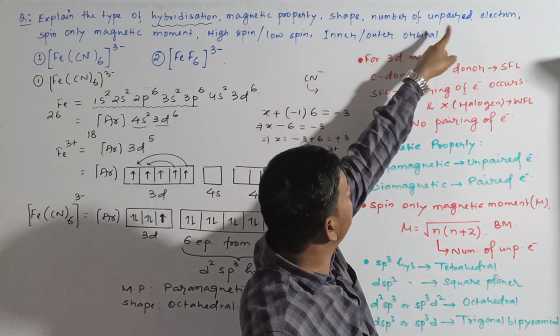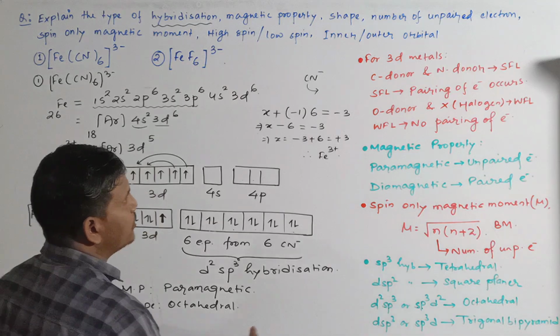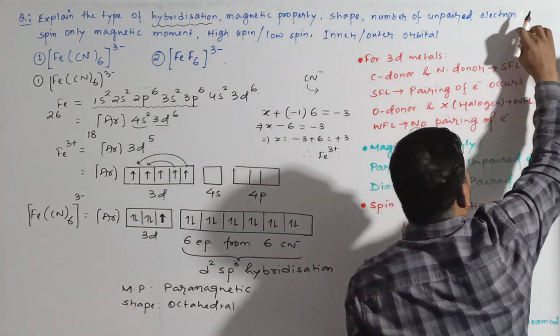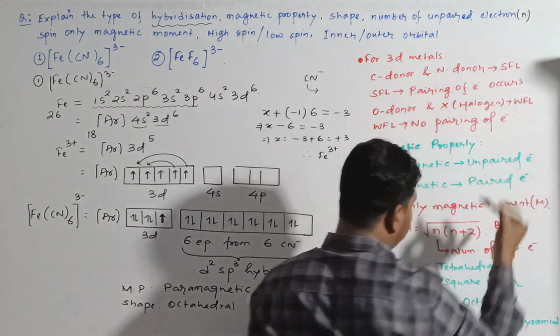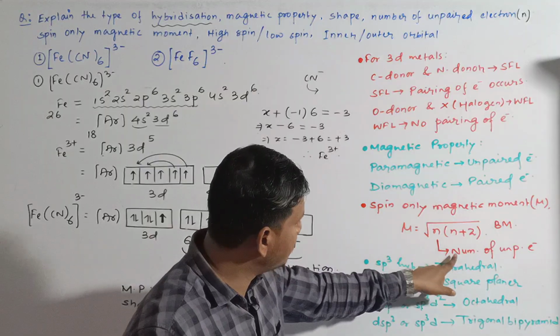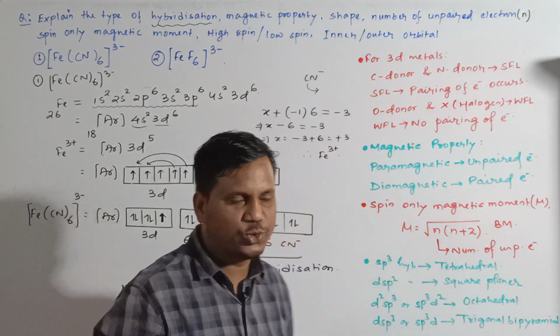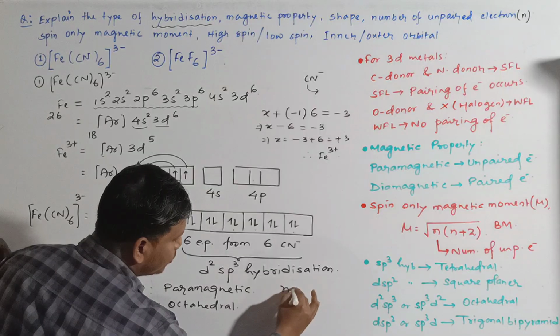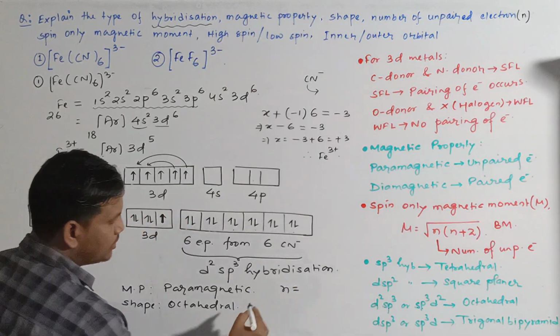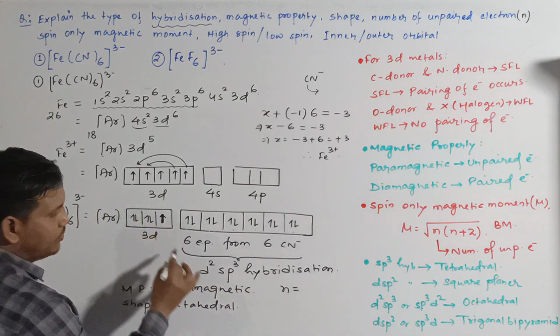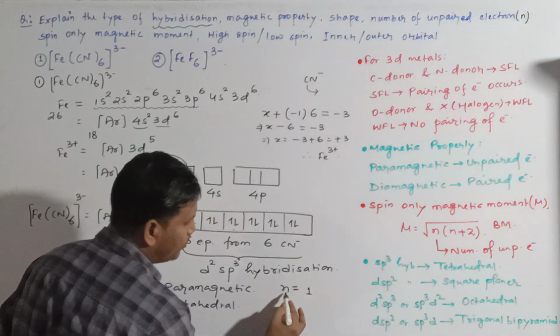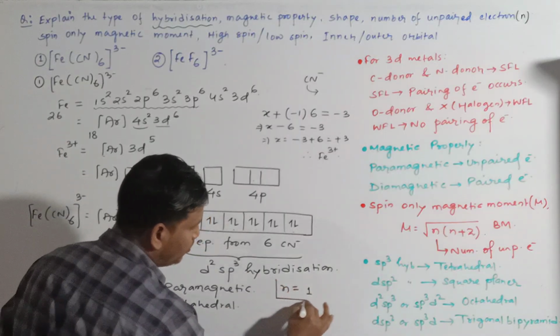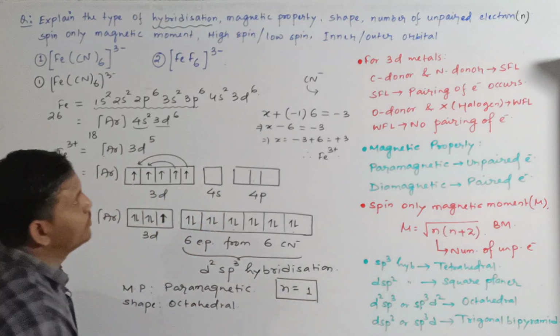After that, number of unpaired electrons. So the unpaired electron count is denoted by n as written here. n is the number of unpaired electrons. So we can write, the number of unpaired electrons is how much? That is, n is 1. So the unpaired electron is 1.